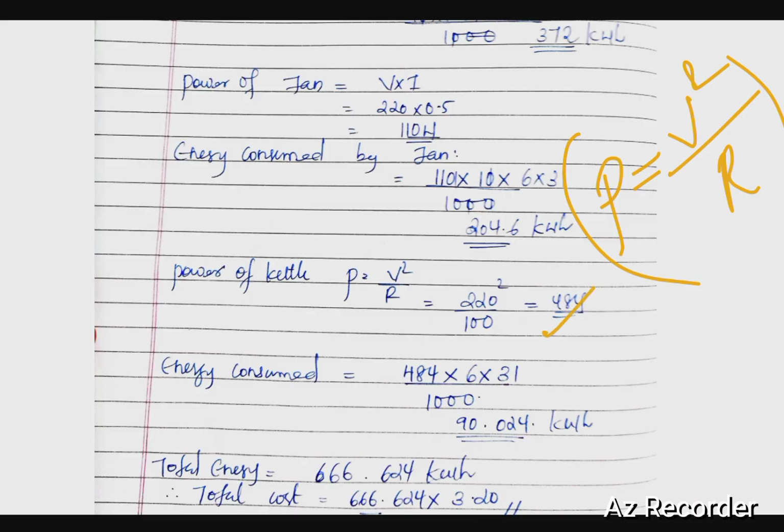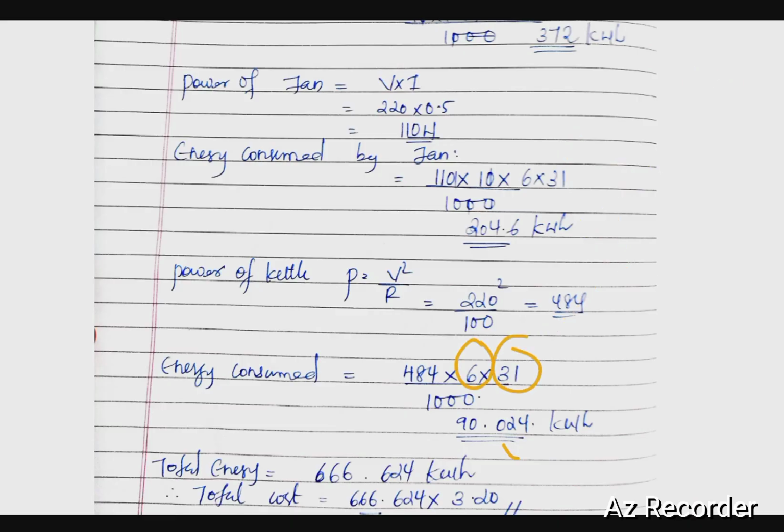Okay, so now we need to calculate the energy consumed by the kettle. There is only one kettle, so it is utilized 6 hours daily for 31 days. On dividing it by 1000, we will get it as 90.024 kilowatt hour.